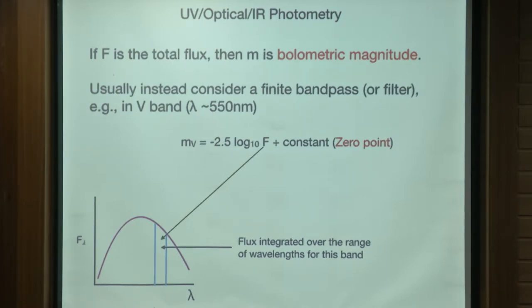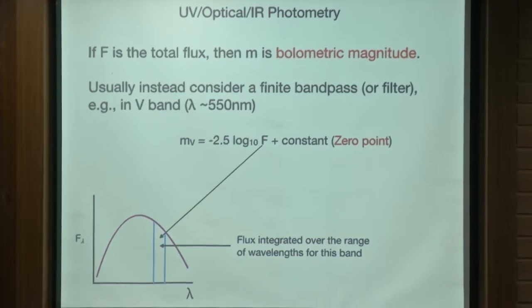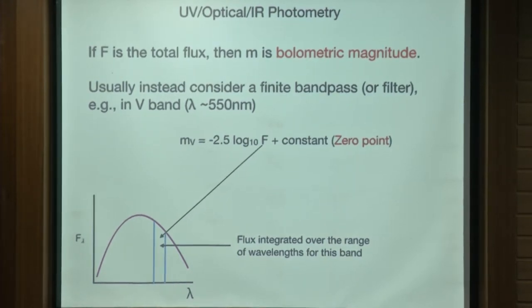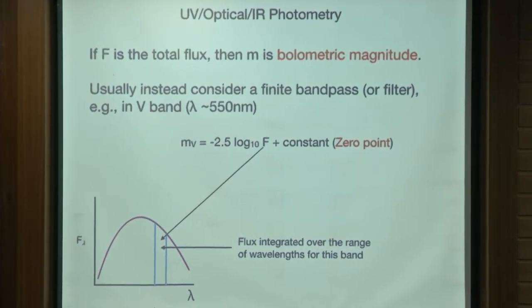So for example, in this cartoon, we are measuring the flux over a certain range of wavelength, or actually integrating the flux over this range of wavelength. Let's say, for example, that range is around 550 nanometers. In astronomy, we define that as the visual band.